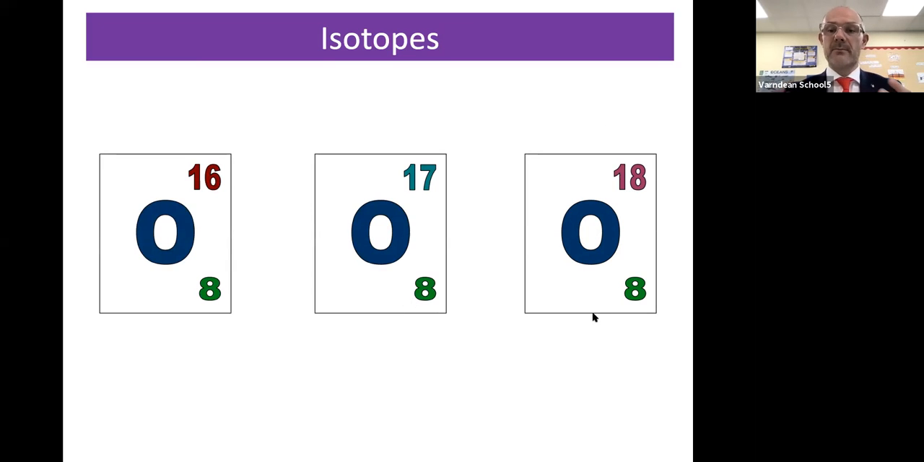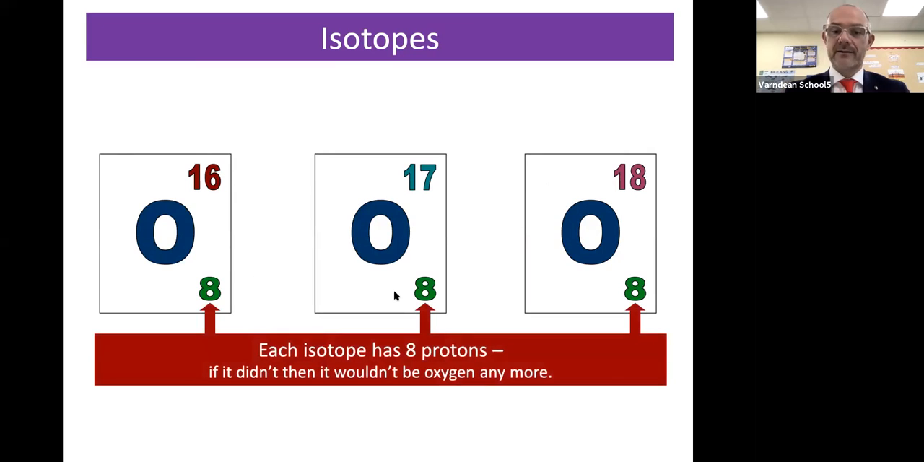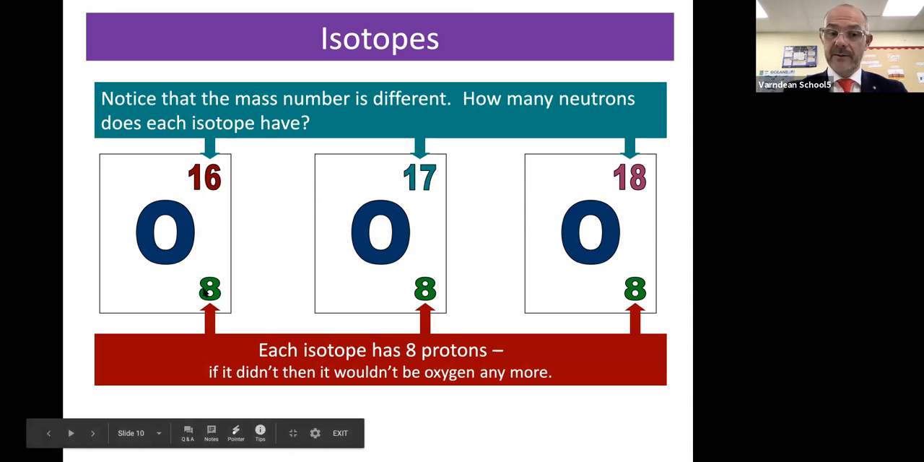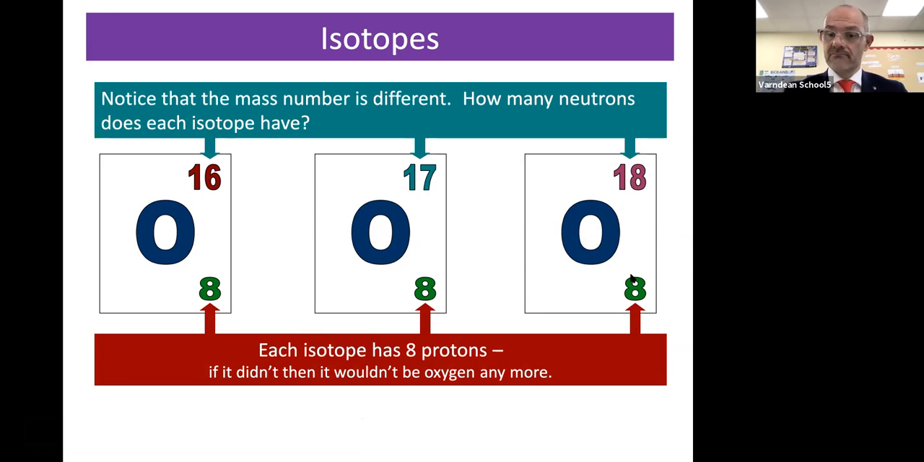So they all have the same number of protons, but their mass numbers are different. If they've got the same number of protons and a different mass number, that means they must have a different number of neutrons. And that's the definition of an isotope. Okay, so this one has 8 neutrons, 16 take away 8. This one has 9 neutrons, 8 from 17, and this one has 10 neutrons. It has to have the same number of protons or it wouldn't be oxygen. 8, 8, 8. Protons are not different.